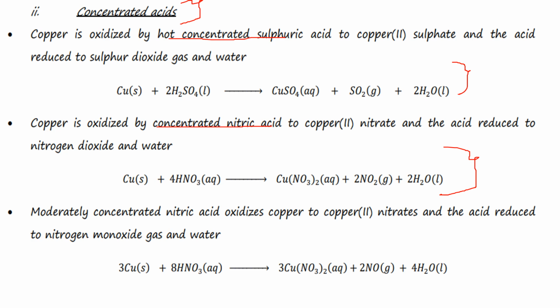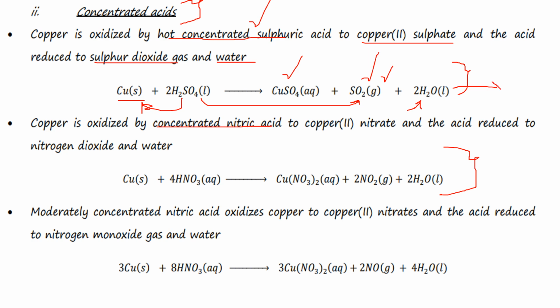Copper is oxidized by hot concentrated sulfuric acid, copper to sulfate, and after oxidizing, the acid gets reduced to sulfur dioxide gas together with water. Like I said, I've already talked about the balancing of these equations in a 10-minute video uploaded in the inorganic chemistry playlist. Make sure that you review it so that equation balancing gets easier for you.